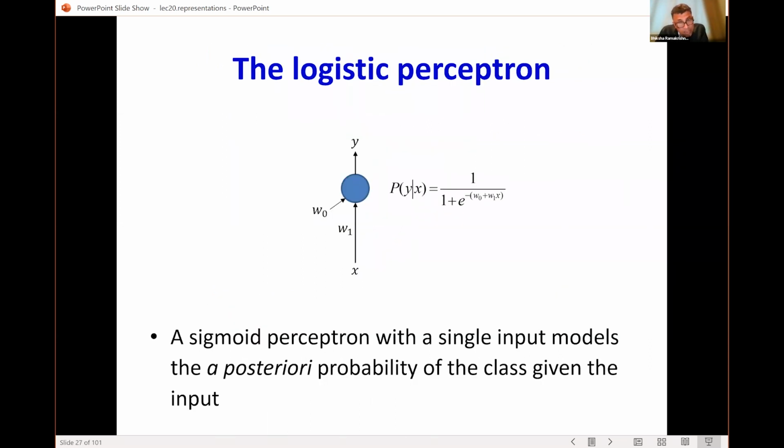Now, a logistic perceptron, as we know, which is a perceptron with a sigmoid activation, is basically just this sigmoid function. And in fact, if it had just a single input, then this perceptron computes 1 over 1 plus e raised to minus (W0 plus W1x). And in fact, this computes the a posteriori probability of class 1 given the input.